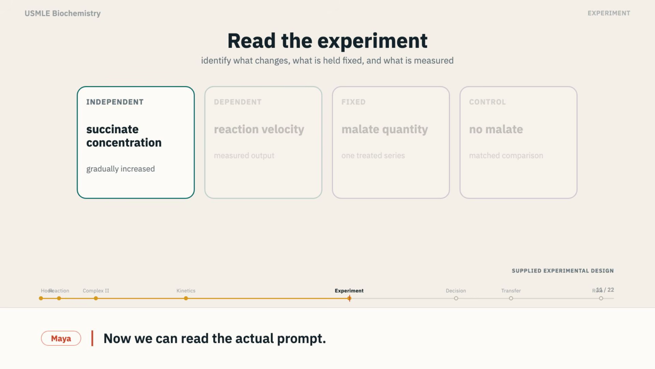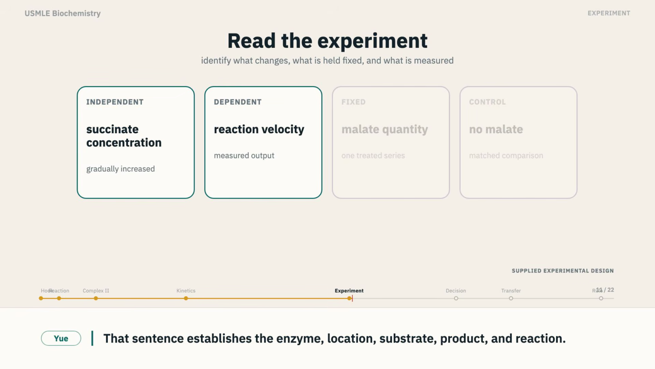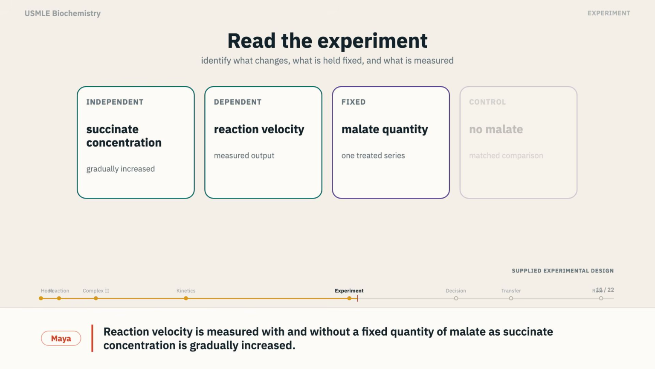Now we can read the actual prompt. Succinate dehydrogenase is located in the inner mitochondrial membrane and catalyzes the oxidation of succinate to fumarate. That sentence establishes the enzyme, location, substrate, product, and reaction. It does not yet classify malate. The experiment then asks whether malate changes SDH activity. Reaction velocity is measured with and without a fixed quantity of malate, as succinate concentration is gradually increased.